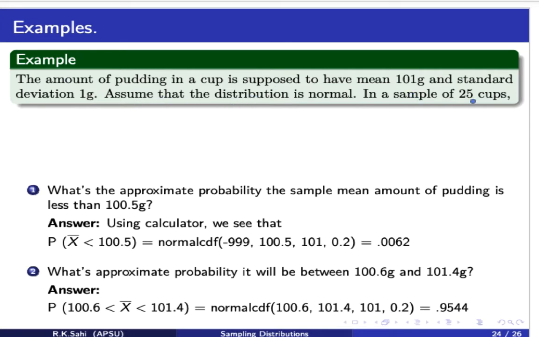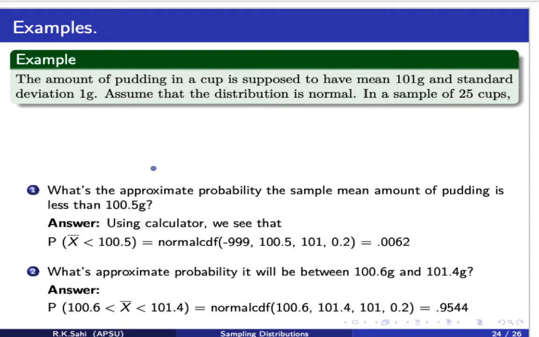So if I take a sample of 25 cups, then what we have learned in our previous chapters is that if you have a size of 25 or more, but if the distribution is normal, then every sample taken from that distribution is going to be a normal distribution. So clearly, the sampling distribution of the sample of 25 cups is going to be a normal distribution.